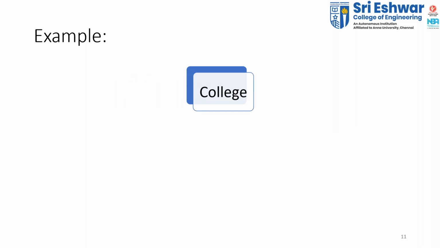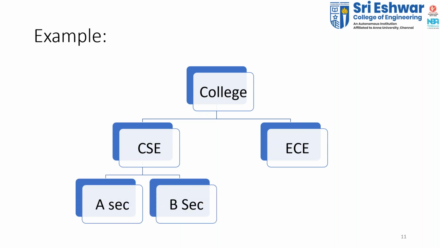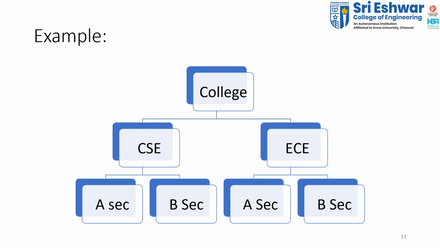Okay, so next we have a pretty good example. A college is classified into two different departments, say for example CSE and ECE. Under CSE we have A section and B section. Under ECE we have A section again and B section. Okay, can you tell me what this example represents?